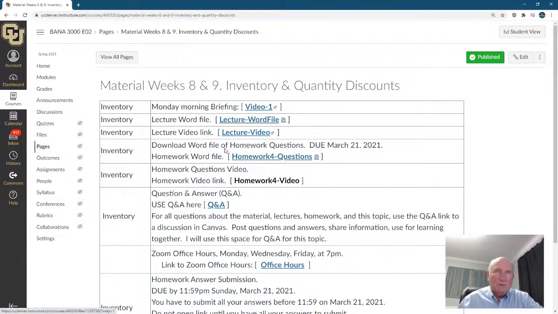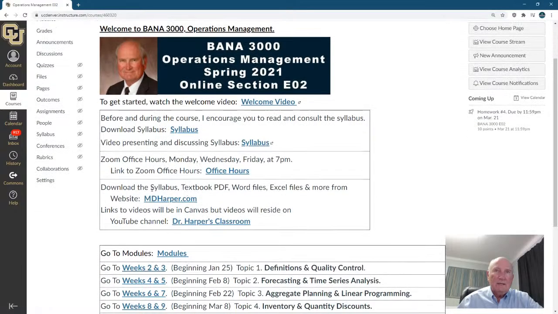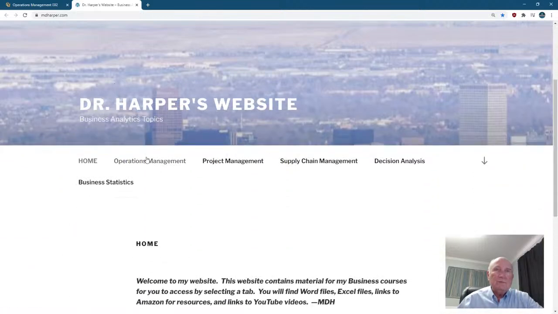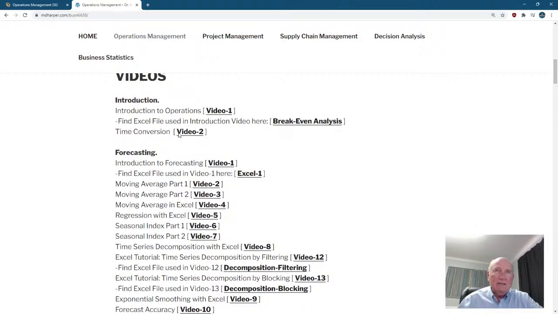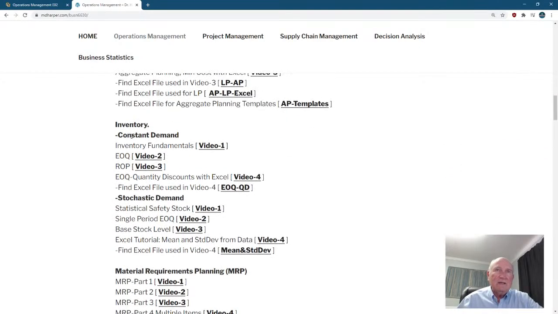But another resource I'm talking about: if you go back to home and come down to the website, here's the website, mdharper.com. Then you come to the Operations Management tab, come down to the heading Introduction, and there's the time conversion video, here's the forecasting, linear programming, aggregate planning. Here's the inventory, constant demand, video 1, video 2, video 3.